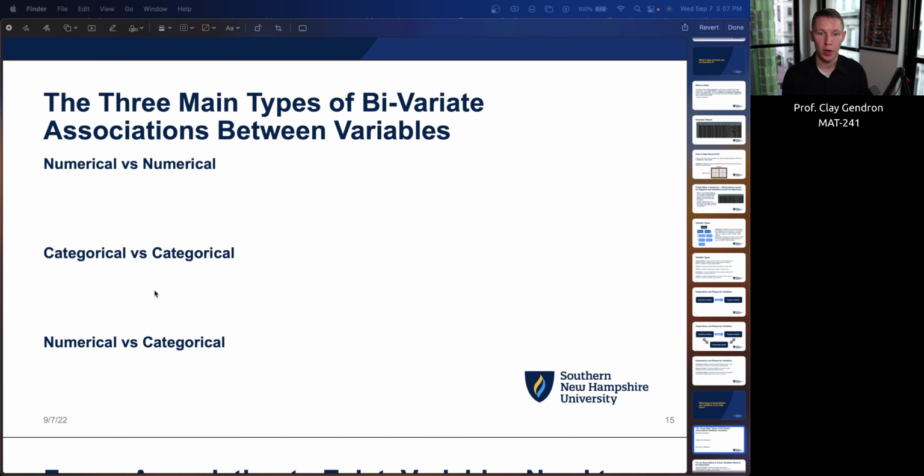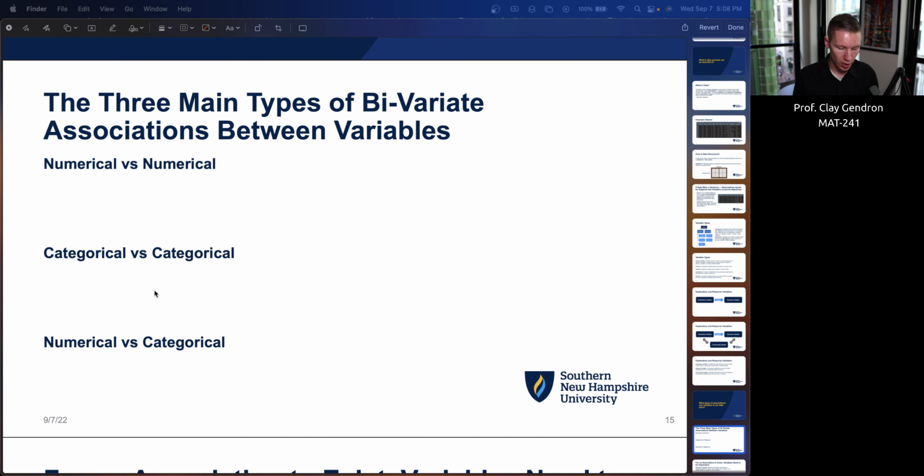We can have numerical versus numerical, so we have two different numerical variables. We have categorical versus categorical, two different categorical variables. And then numerical versus categorical, which you guessed it, we have one numerical and one categorical variable.